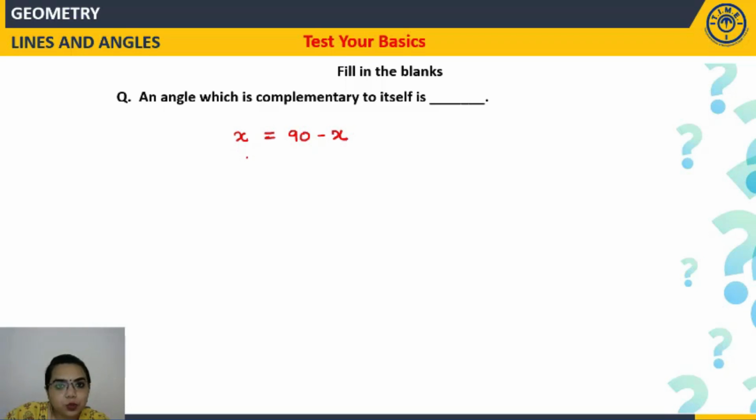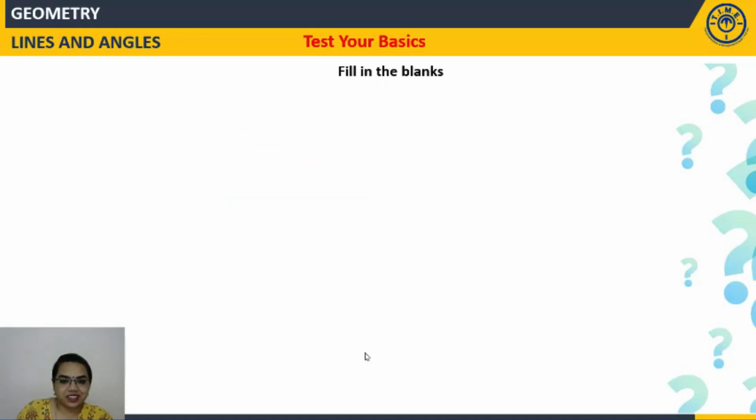For what value of x will this be possible? It will be possible for x equal to 45 degrees. Yes, let us check that. 45 degrees is equal to 90 degrees minus 45 degrees. What is 90 minus 45? It is 45 degrees. Very nice. So here 45 degrees is equal to 45 degrees. So the angle which is complementary to itself is 45 degrees. Wasn't this easy? Let us see the next question.